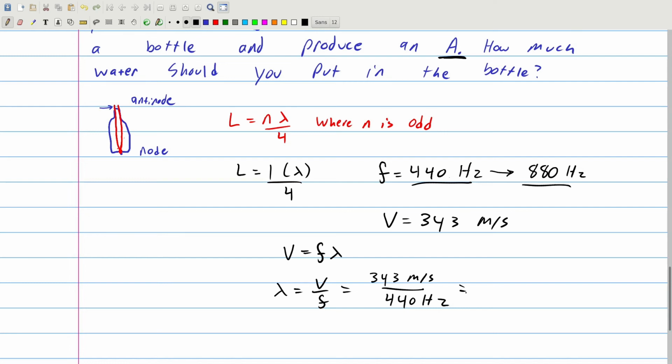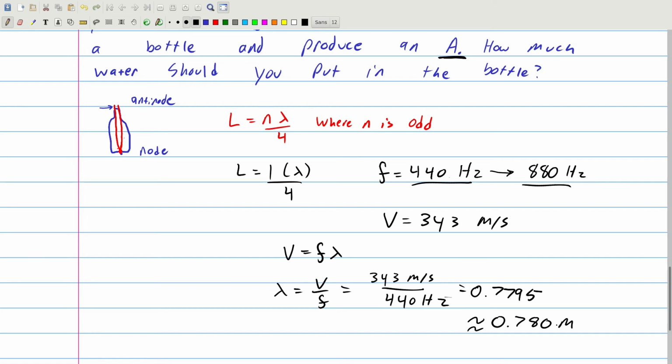And grab our calculator. And let's see here. So it's going to be 343 divided by 440, which means the wavelength is, I get 0.77954545. Let's call that approximately 0.780 meters. Okay, so 0.780 meters is going to be our wavelength.